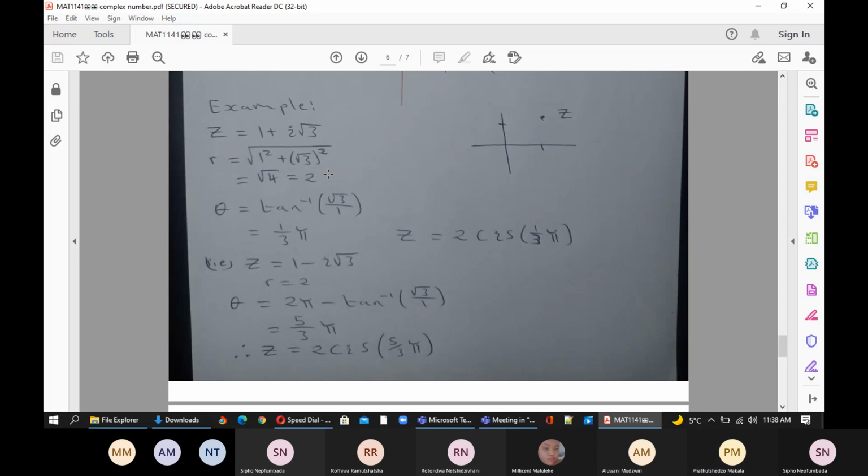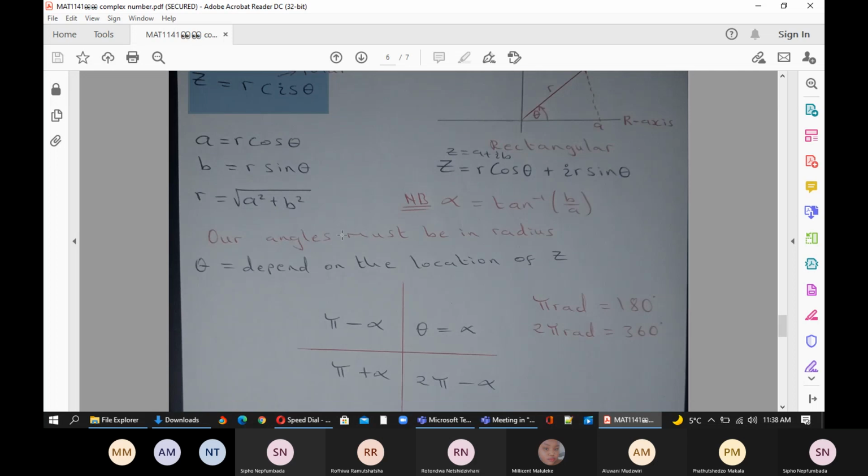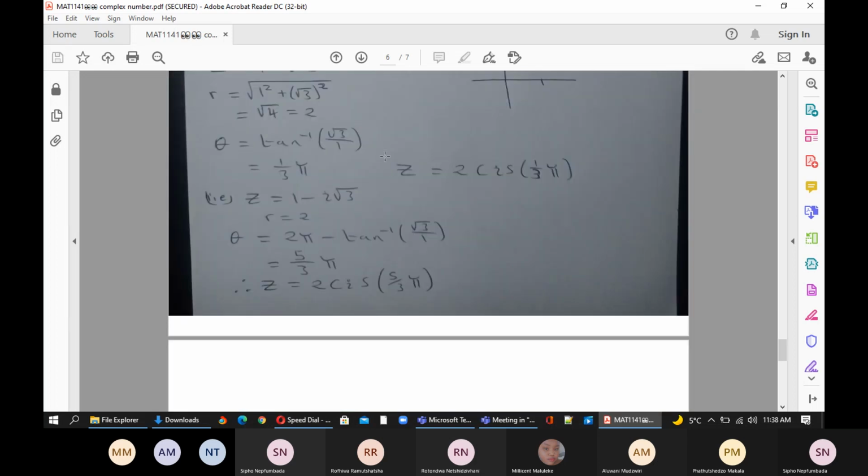So now we have got our R, we have got our theta. So from the general form, we substitute from this one. When they say r, we substitute r. When they say theta, we substitute theta. So it means we are going to obtain something like this.